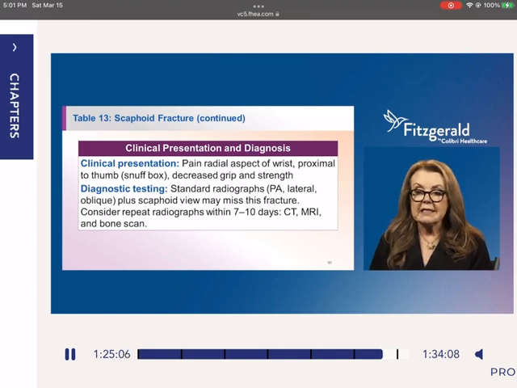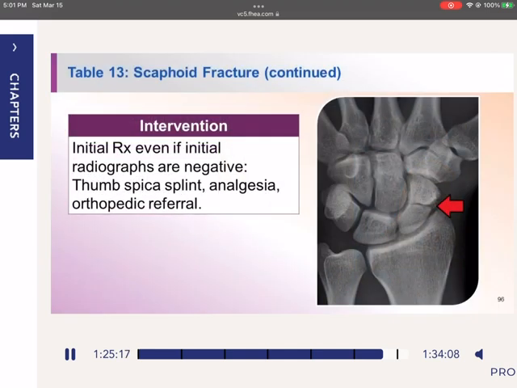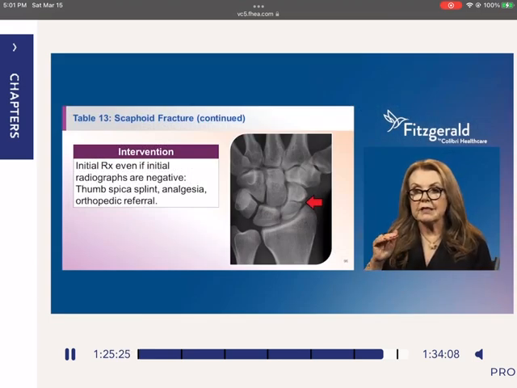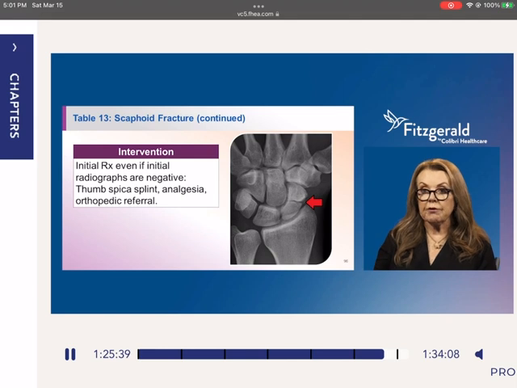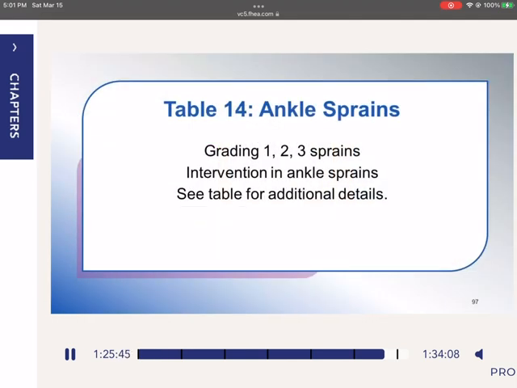And CT, MRI, and bone scan can sometimes be done if there are classic findings, but the x-ray is within normal limits. Initial treatment, even if the initial radiographs are negative: a thumb spica splint, analgesia, and orthopedic referral. And you'll see where the red is pointed here on the x-ray, there's that fracture. Keep in mind, when in doubt with a hand injury, a wrist injury, it's an early orthopedic referral, not a later orthopedic referral.